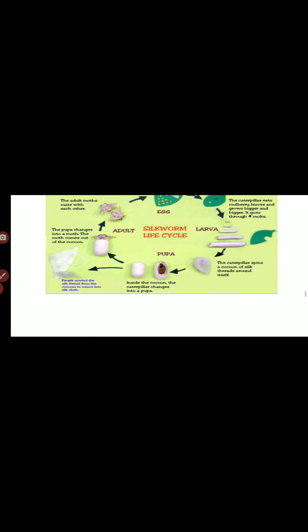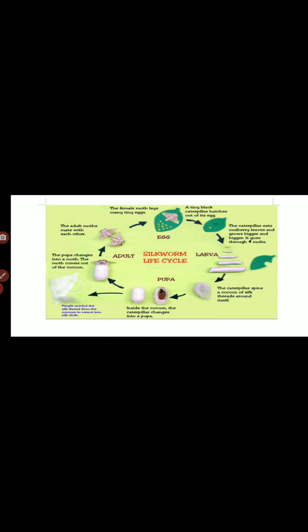So this pupa again converts to moth inside the cocoon. After the pupa converts to moth, the cocoon is used as silk fiber. This silk fiber is used for weaving silk clothes. Very simple steps it is.